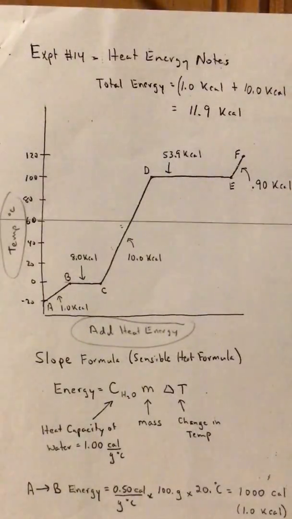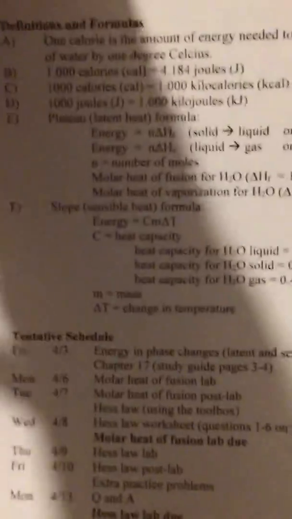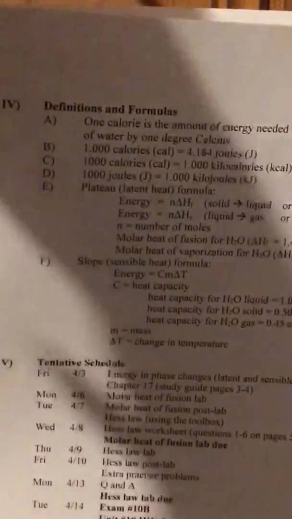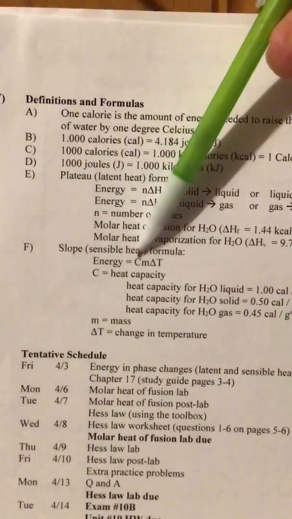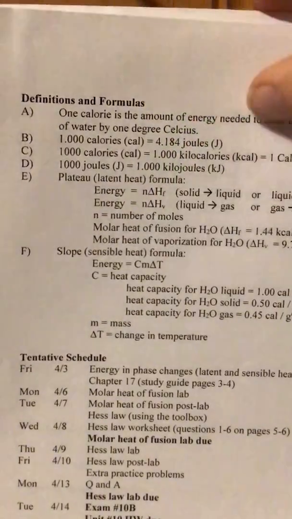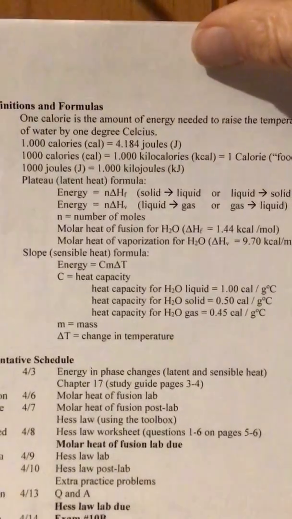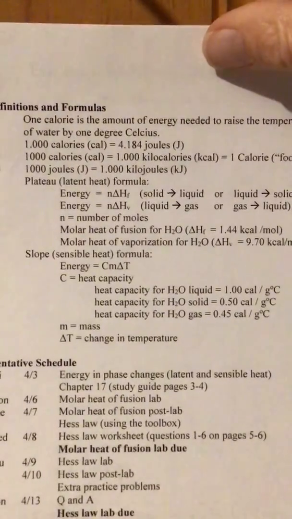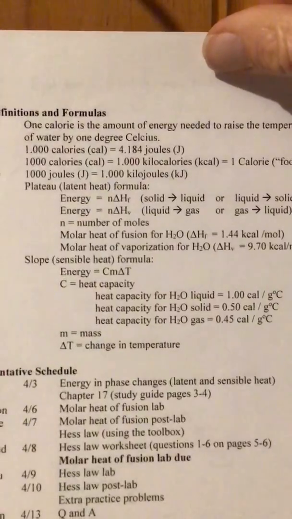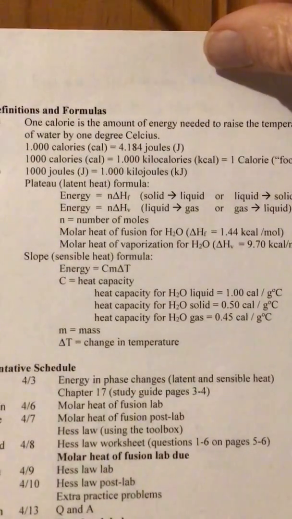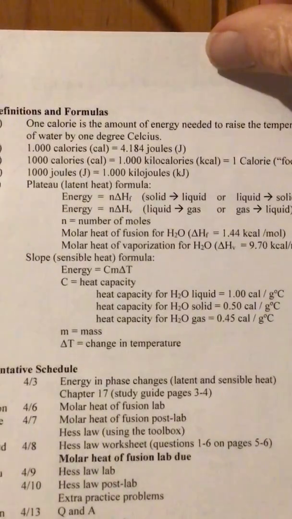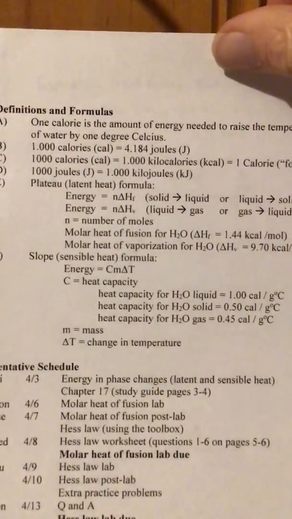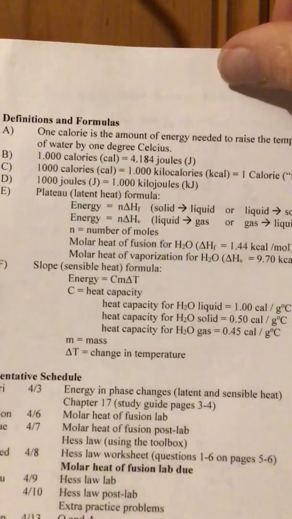We're going to start with the slope formula, which is down at the bottom. You're going to see energy equals Cm triangle T, where C is the heat capacity of a substance. For liquid water, it's 1 calorie per gram degree Celsius. For ice, it's 0.50 calories per gram degree Celsius, and for steam, it's 0.45 calories per gram degree Celsius. M is for mass, and triangle T is the change in temperature.